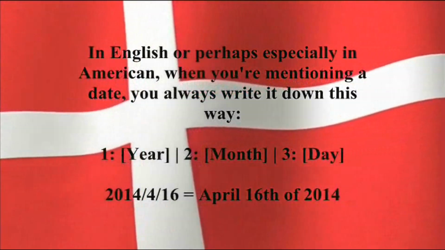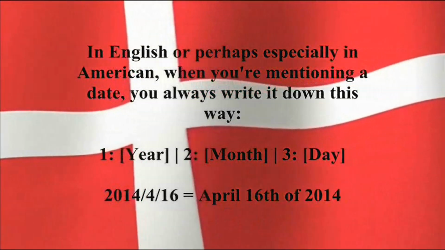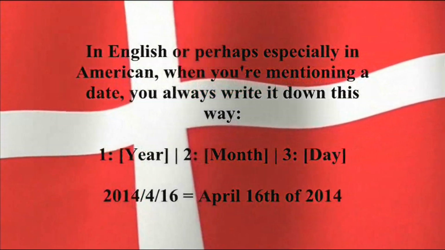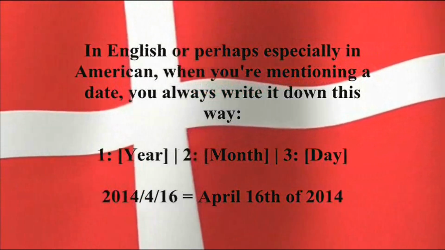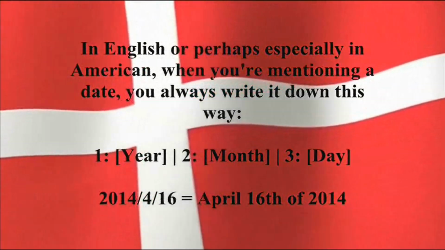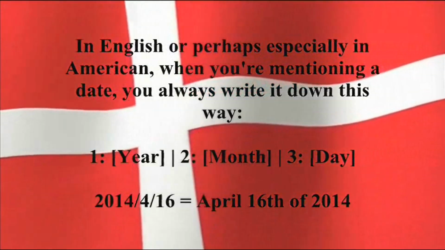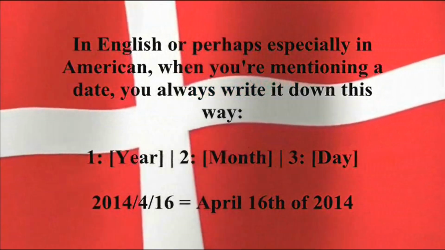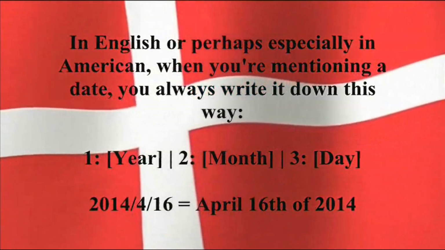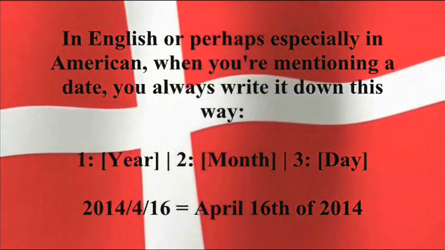In English, or perhaps especially in American, when you're mentioning a date, you always write it down like this. First, you mention the year. Secondly, you mention the month. And number third, you mention the day of the month. Then in the end, you will end up having a date which looks like the one that has been written down below. 2014/4/16, which finally gives us the date, April the 16th of the year 2014.